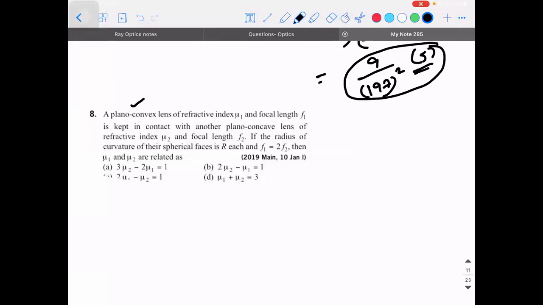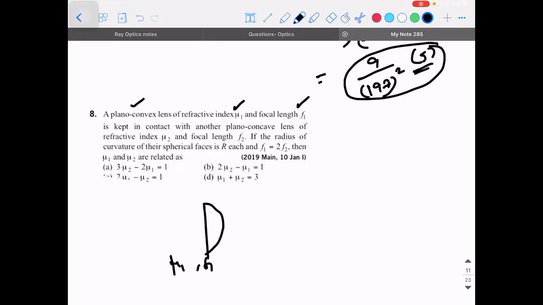So I think you should be able to do better now. Let's see. There is a plano convex lens of refractive index mu1 and focal length f1, which is kept in contact with another plano concave lens of refractive index mu2 and focal length f2. The radius of curvature of the spherical faces are each, and f1 is equal to f2. Then mu1 and mu2 are related by what? There is a plano convex lens of refractive index mu1, focal length f1 is kept in contact with another plano concave lens.